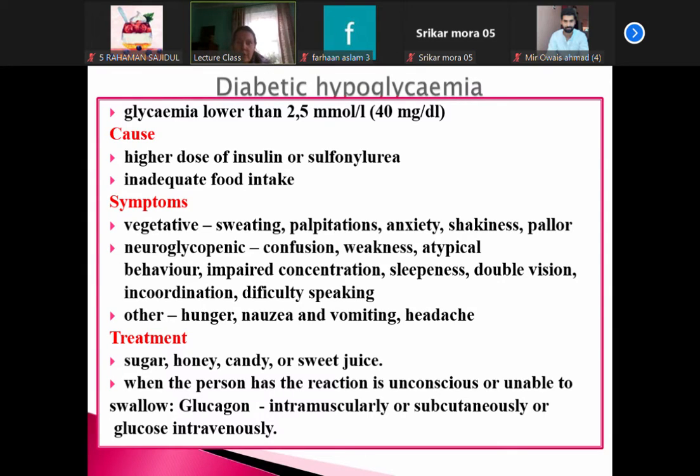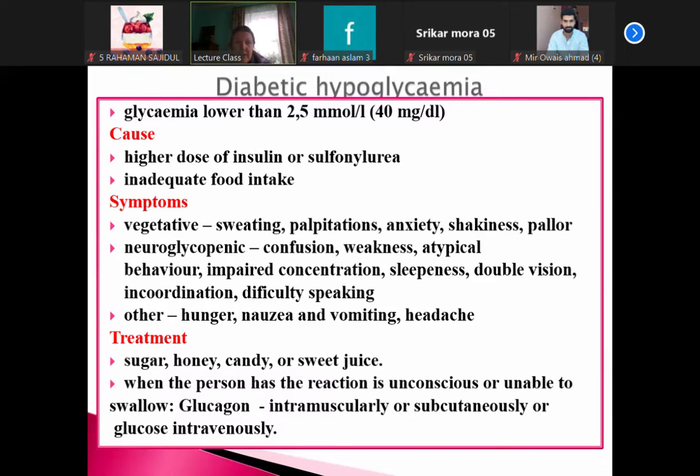A person forgets to eat after an insulin injection. Does physical activity and forgets to measure blood glucose before exercise. Does not eat enough carbohydrates after an insulin injection. Drinks alcohol. Alcohol blocks gluconeogenesis in the liver, especially hot drinks.